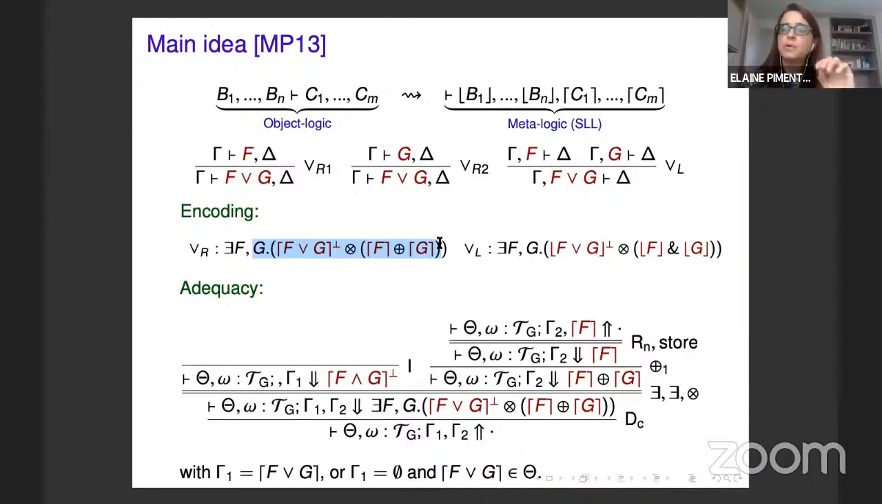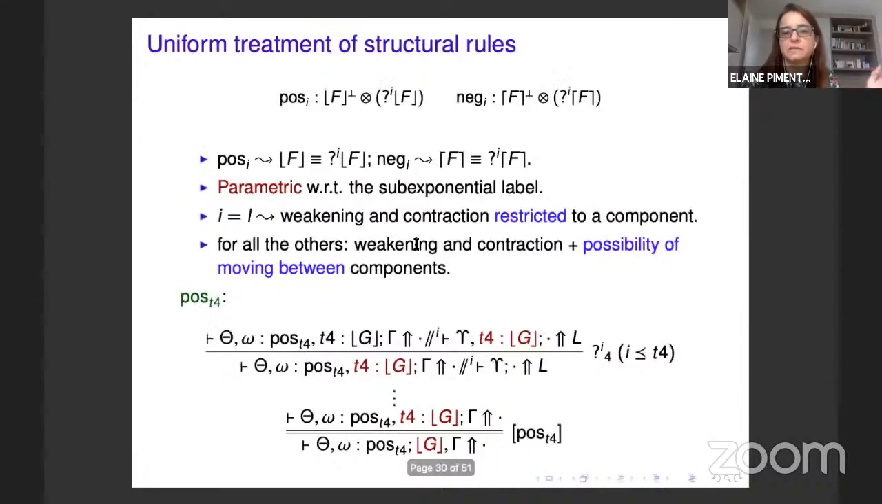And in one step, I'm going to move to the premises here. And this is what's called adequacy. Okay, so you can do that for classical logic, for intuitionistic logic, for modal logic. I'm going to tell you how you do that in a short while.